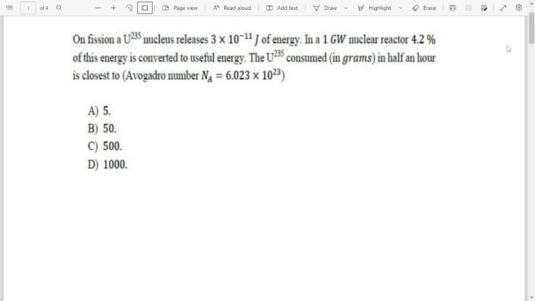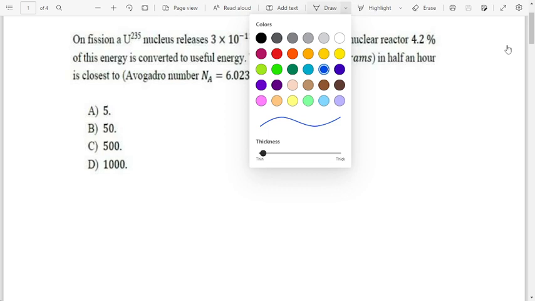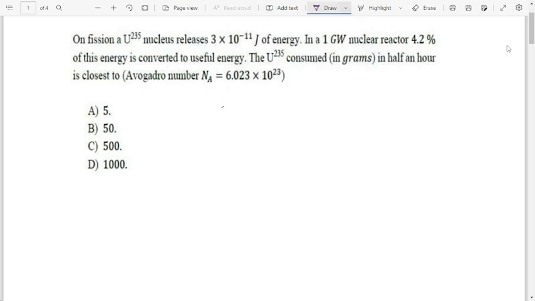Hi dear students. So let's see this question that came in KVPY essay 2021 physics paper. The question is from the topic of modern physics. A very easy question, a very standard question.